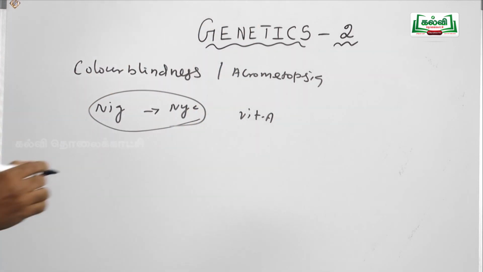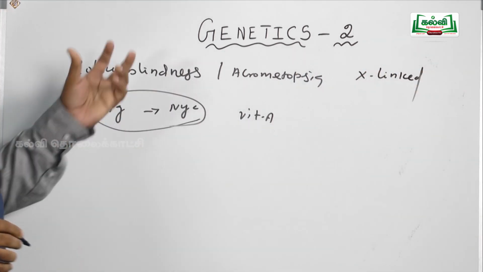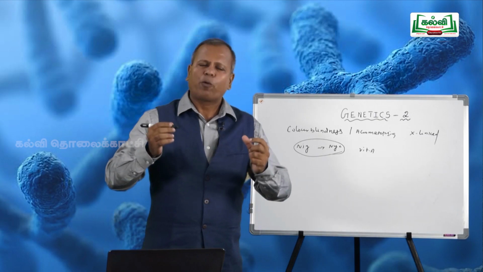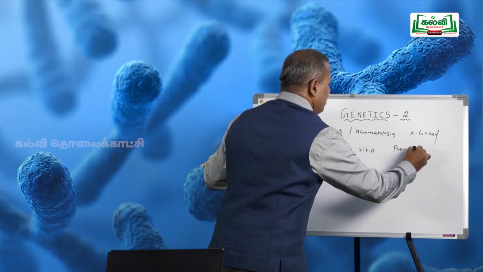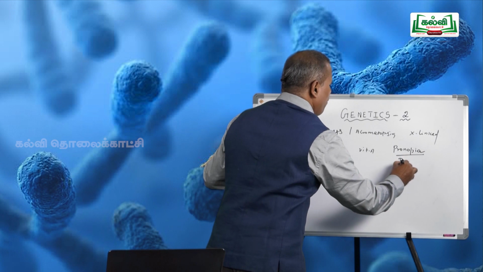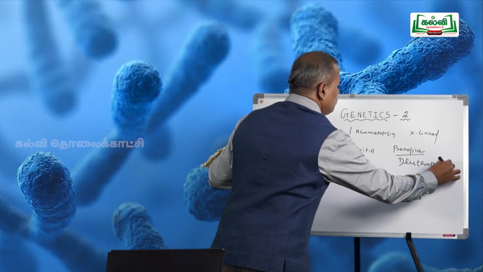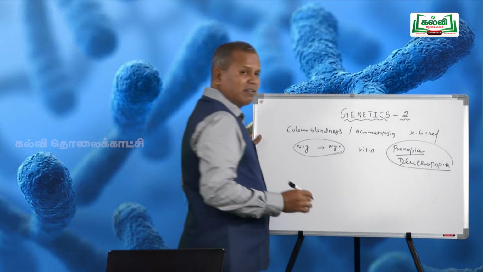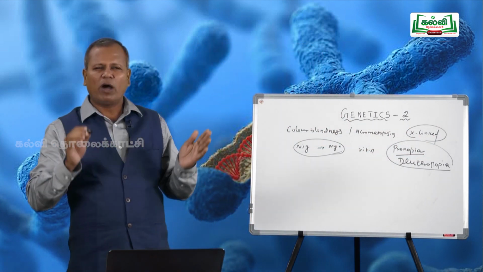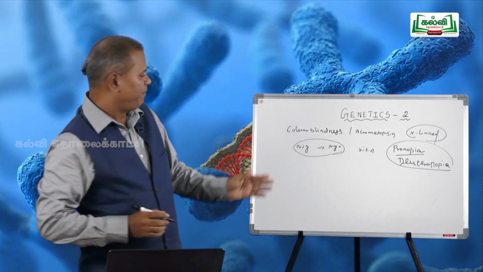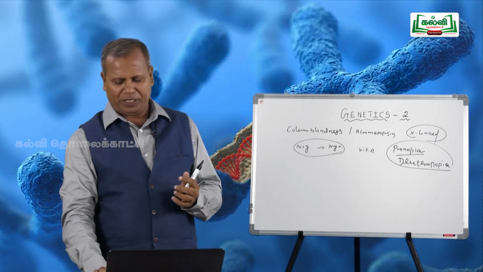It's a very good example for an X-linked inherited character. This color blindness is of two types. One is protanopia, another is deuteranopia. If you are unable to differentiate red color, we call it protanopia. Inability to differentiate green color is said to be deuteranopia. These two are important for your NEET examination. We can treat color blindness only through gene therapy, but we can treat night blindness or nyctalopia with the help of vitamin A supplementation.